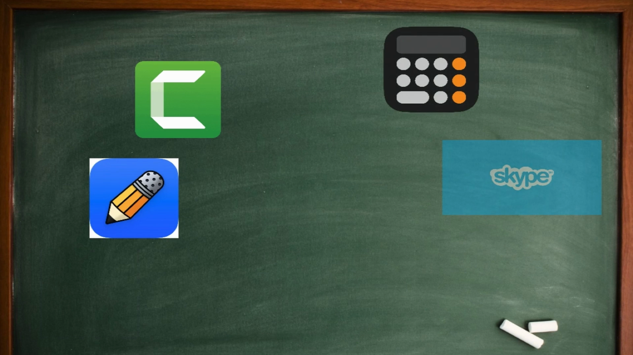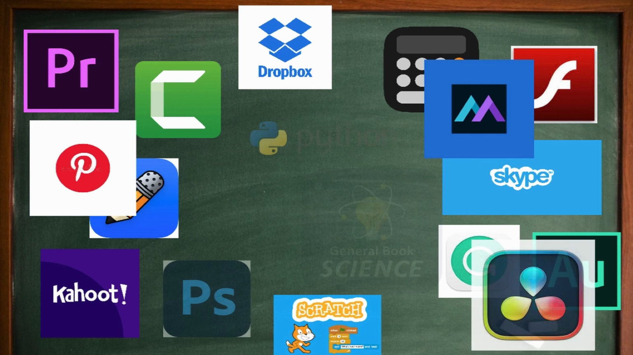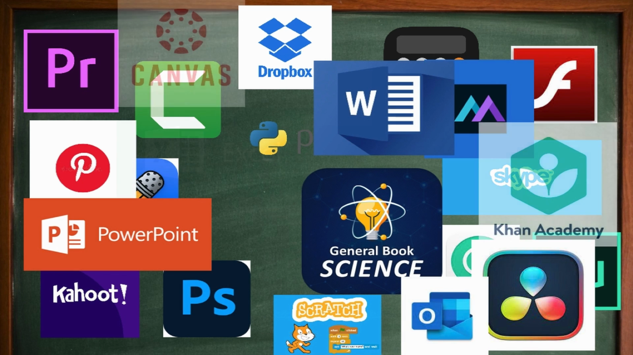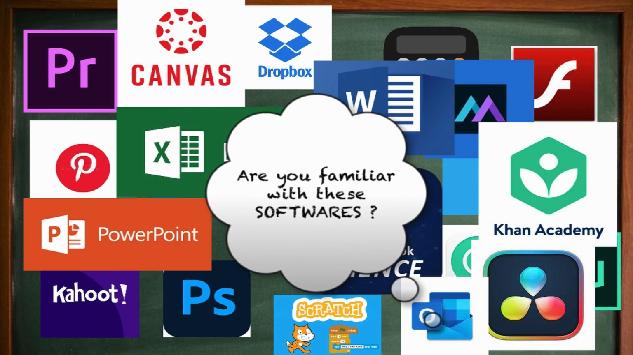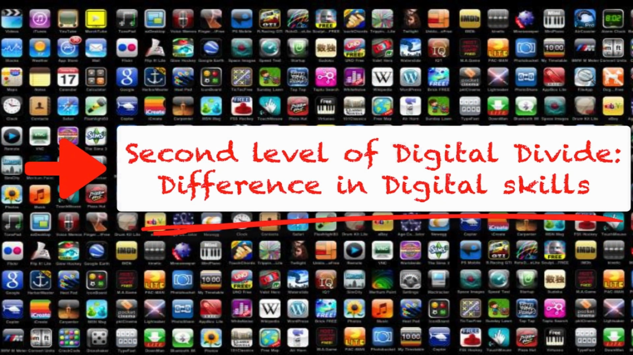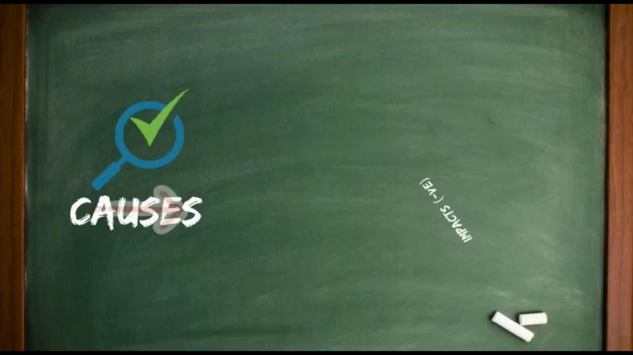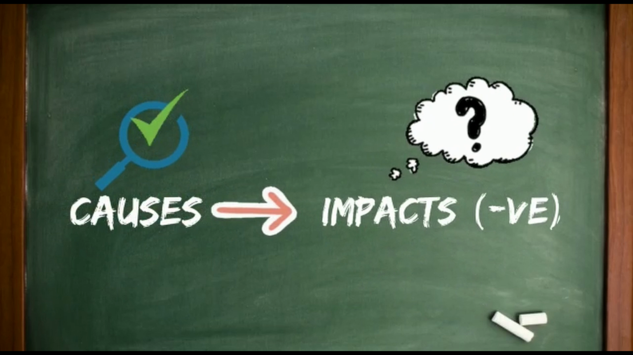Apart from hardwares, the invention of educational softwares has prominently increased it, such as Python, Photoshop, and much more. However, are you familiar with all these apps? Certainly, digitalization has also widened the discrepancy between digital skills among students, which is the second level of digital divide. Knowing the major causes, let us move on to the negative impacts of the educational digital divide.